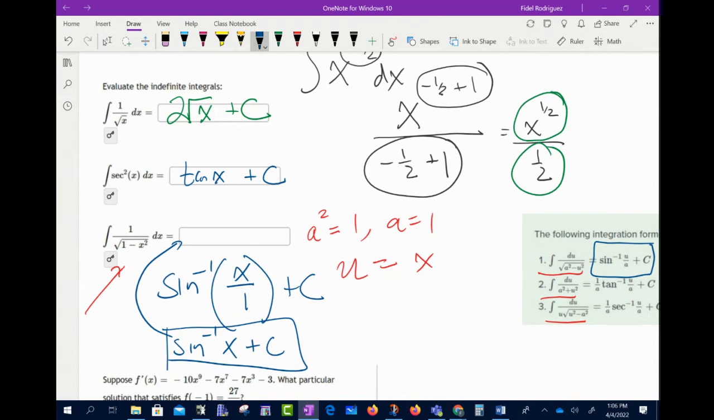It's just, I happen to say sine inverse, but you might get a professor when you take Cal 2, your professor might say arc sine.